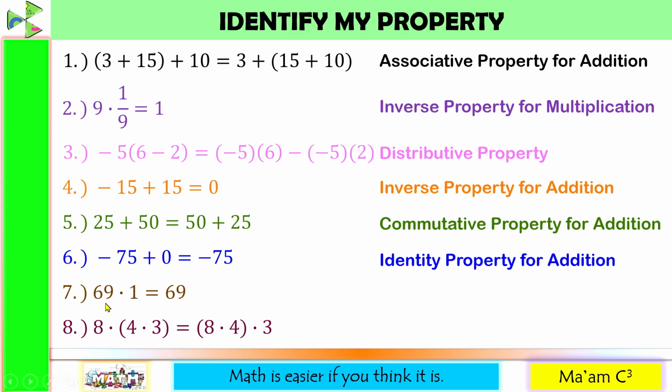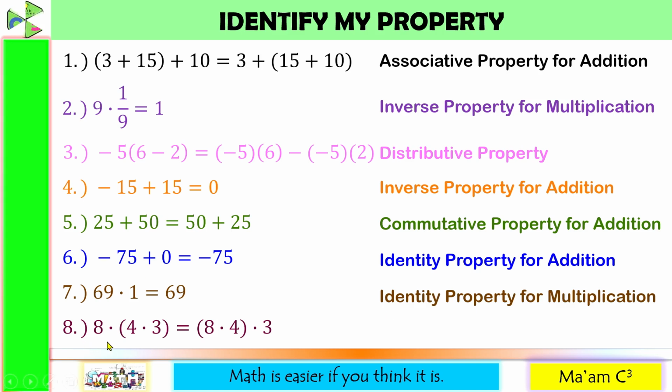Number 7, 69 times 1 is equal to 69. The answer is the same number given. 1 here is the identity element for multiplication. So this is identity property for multiplication.